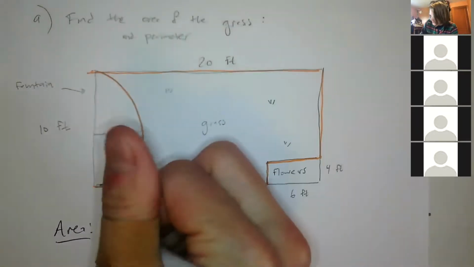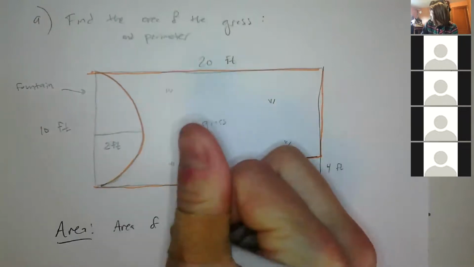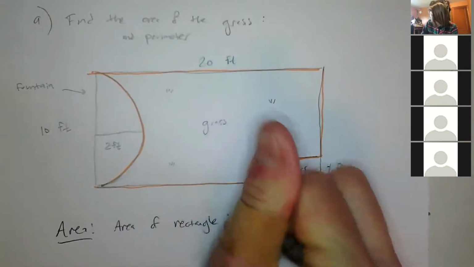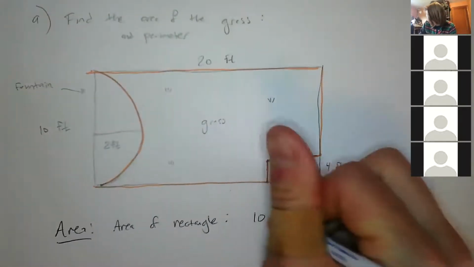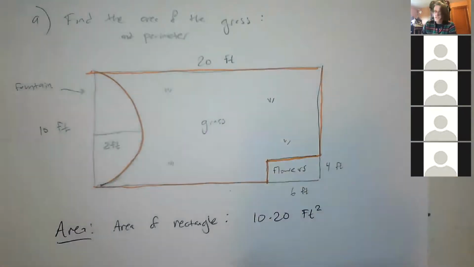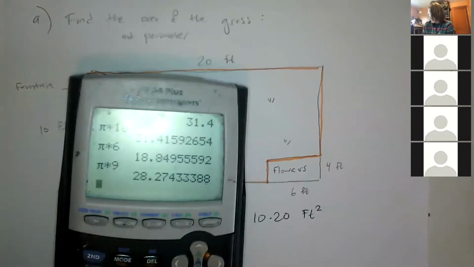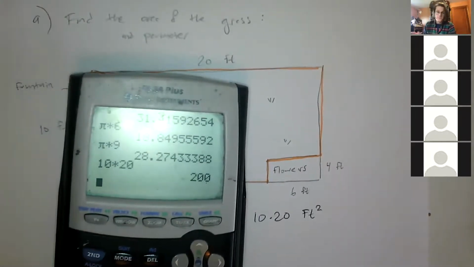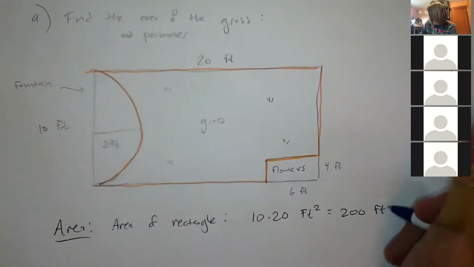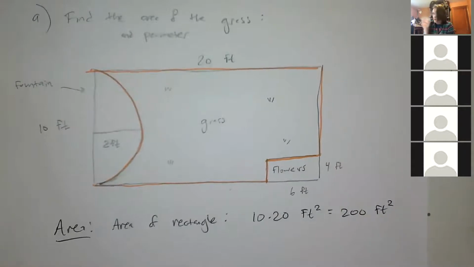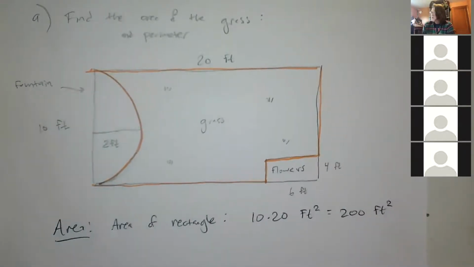So the area of the rectangle is just base times height, right? And I said that this is 10 feet tall and it's 20 feet across. So the area is just 10 times 20, and it's feet squared because everything is in feet. All right. So you plop it in and, surprisingly enough, you get 200. So the whole kit and caboodle is 200 square feet, which is kind of a small yard.